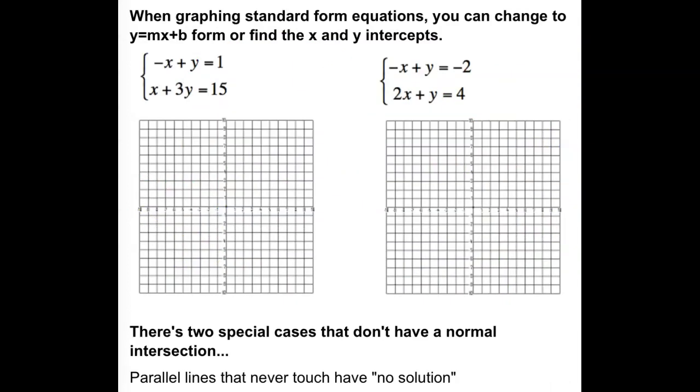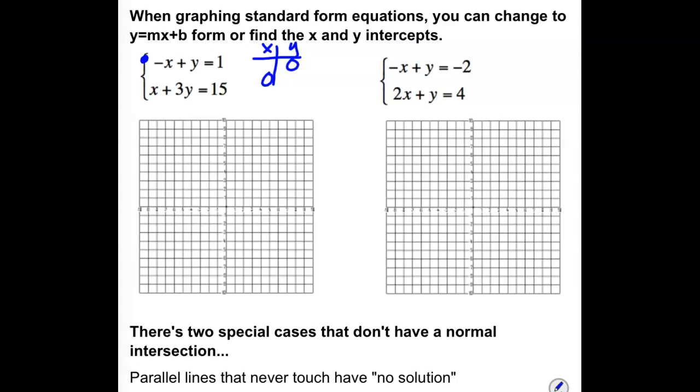When graphing standard form equations, remember that we can change them to that slope-intercept form, or we can find the x and y intercepts, whichever we prefer. I'll show both ways on this first one. Let's go ahead and find the x and y intercepts. So I'm going to graph the first one in blue here. Finding x and y intercepts.